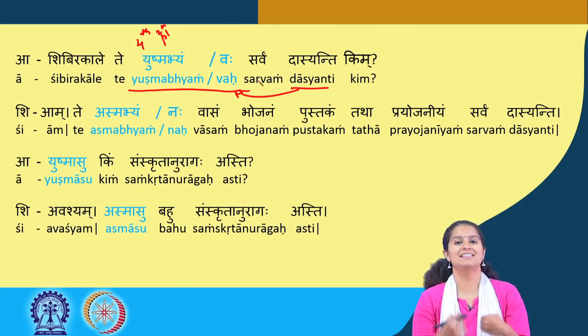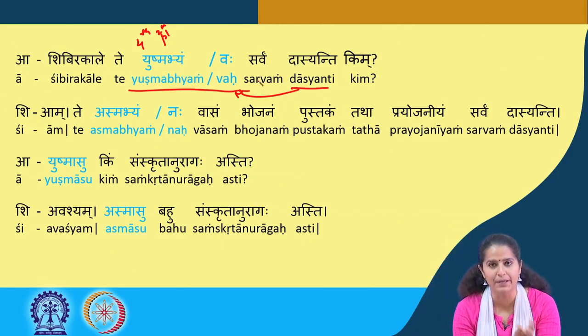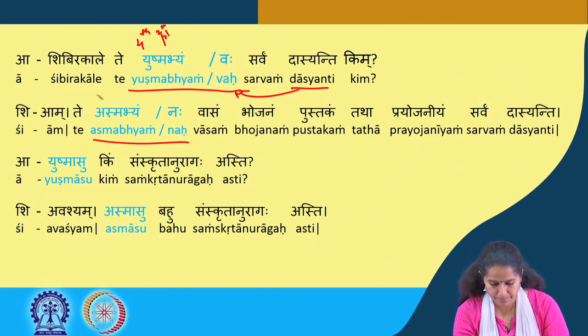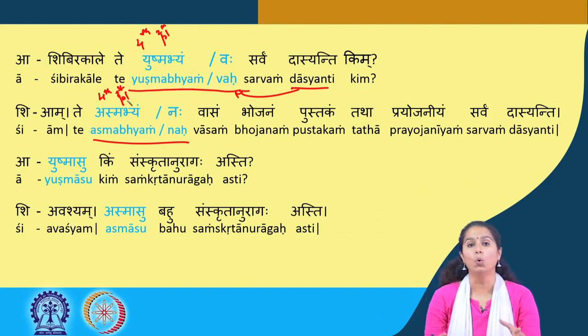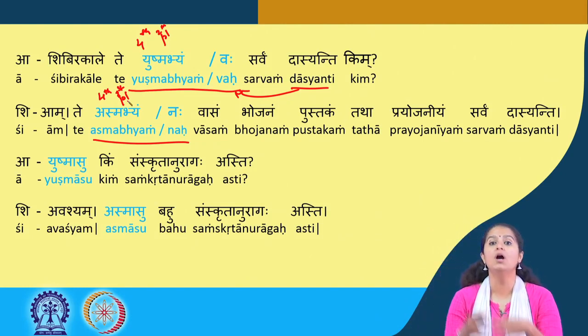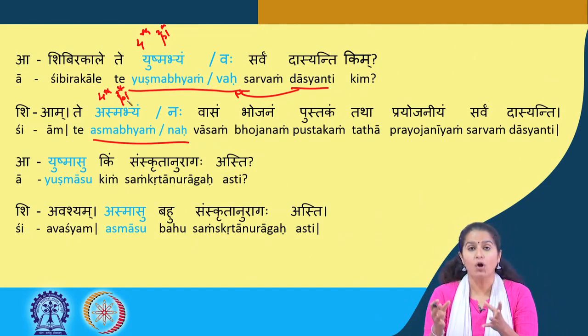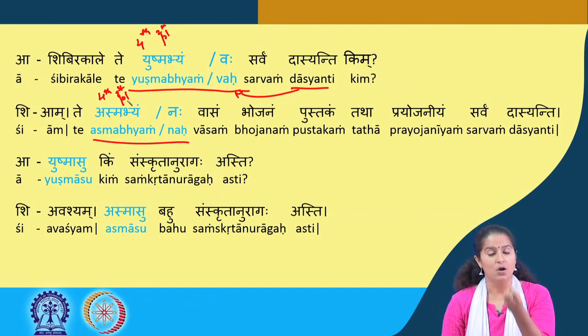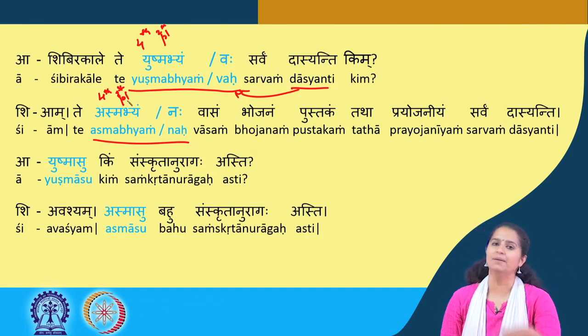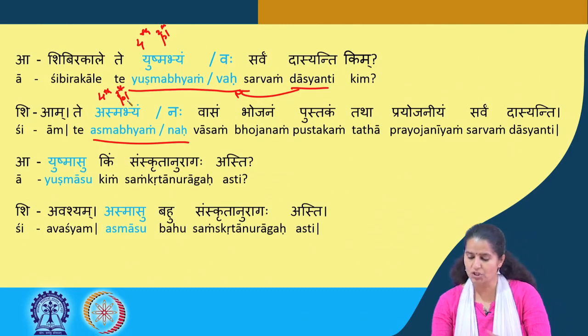Te asmabhyam. So yushmabhyam, asmabhyam. Fourth for the first person plural. Or naha vasam, stay, bhojanam, food, pustakam, books, tatha prayojaniyam sarvam dasyanti. Prayojanam means needs, what you need. Prayojaniyam, all that is needed. Prayojaniyam sarvam dasyanti, they will give.